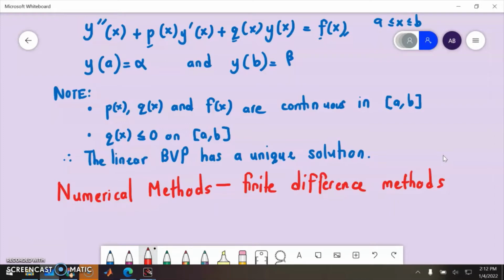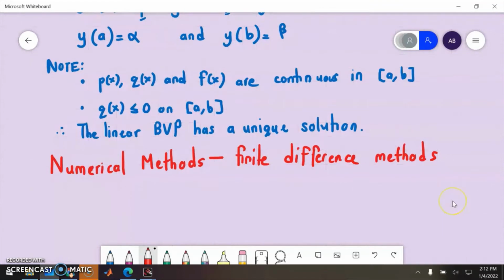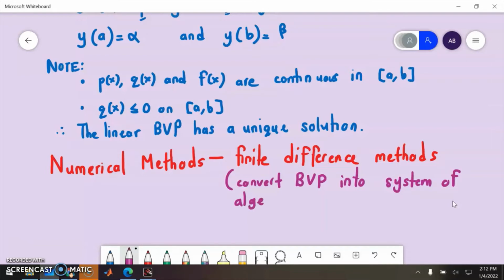So what does the finite difference method do? This is one approach. The idea is to convert the BVP into a system of algebraic equations. That's what I want to show today: how to solve this boundary value problem using FDM, the finite difference method.